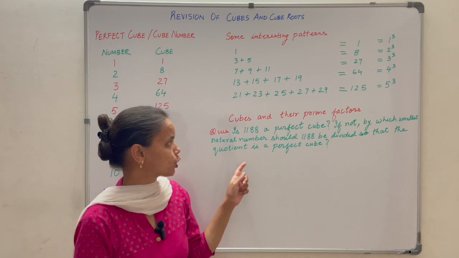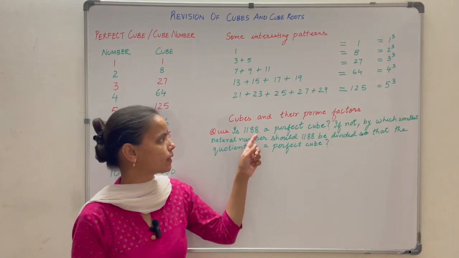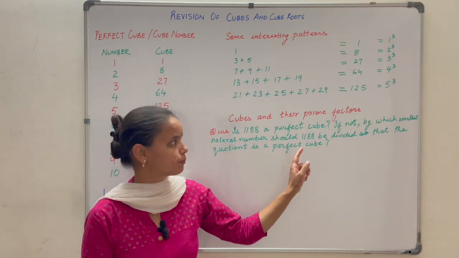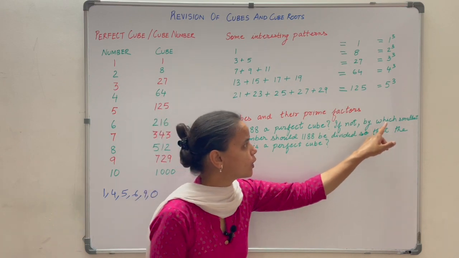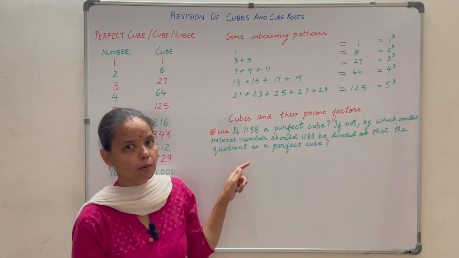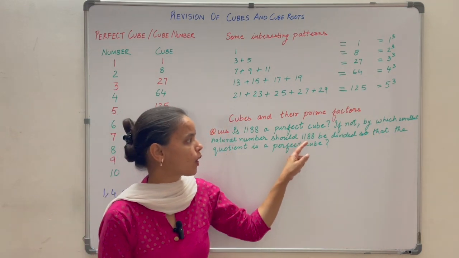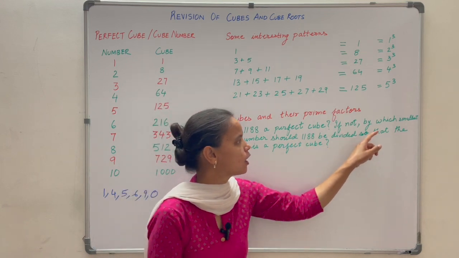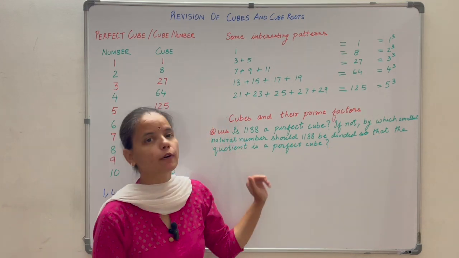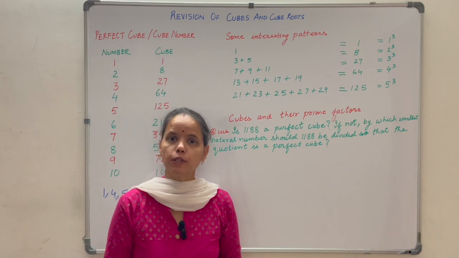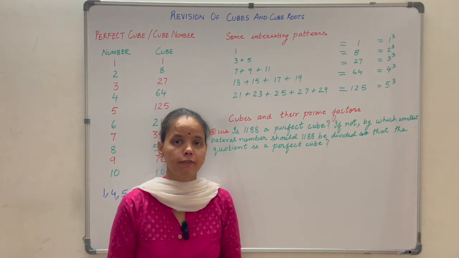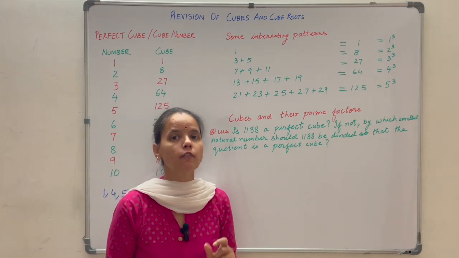Let us take this question. Is 1188 a perfect cube? If not, by which smallest natural number should 1188 be divided so that the quotient is a perfect cube? For any number to be a perfect cube, every factor should appear in a group of 3.